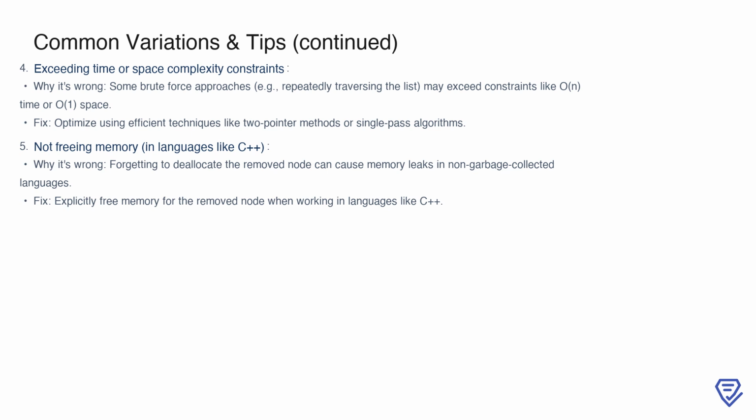Another critical issue, particularly in non-garbage collected languages like C++, is forgetting to free memory for the removed node. This can lead to memory leaks, which are especially problematic in long-running applications. To mitigate this, make it a habit to explicitly deallocate memory for the removed node when working in such environments. These considerations are vital for writing robust and efficient code.